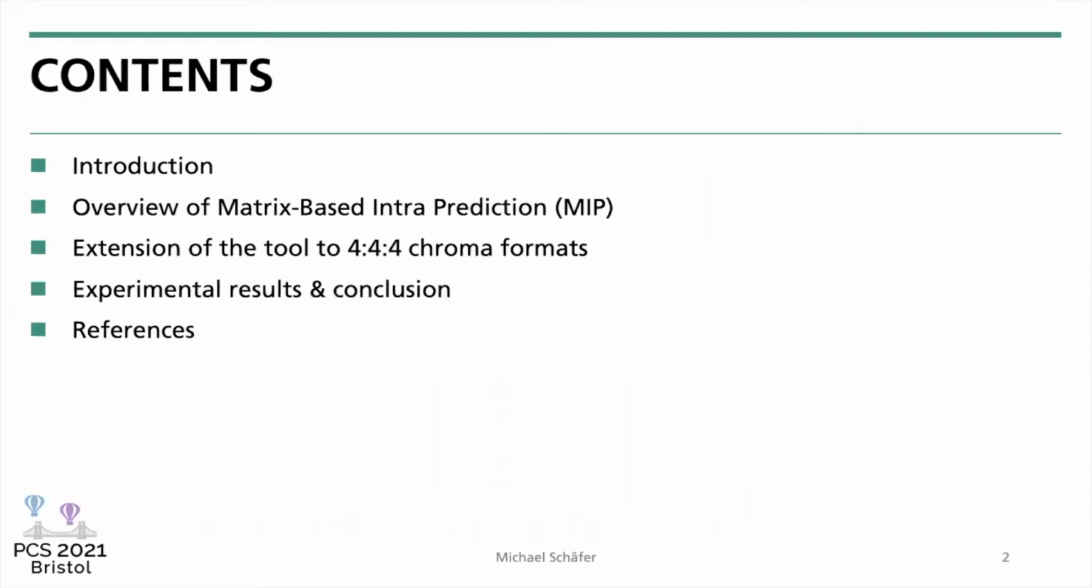The presentation is structured as follows. The first part will provide some information on the VVC standardization process and how it affected the development of the MIP tool. Then we will briefly describe the tool itself and explain how we extended it to 444 chroma formats. Although the extension is fairly simple, its impact on the coding gain for natural content sequences turns out quite significant.